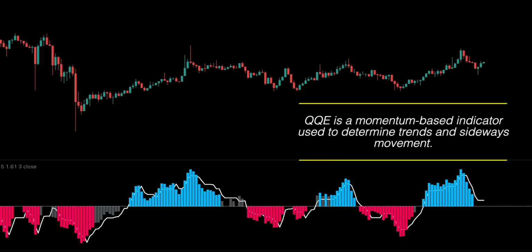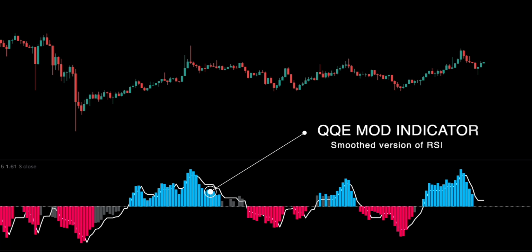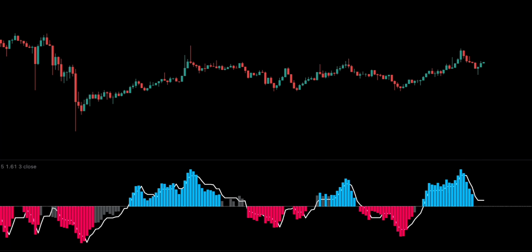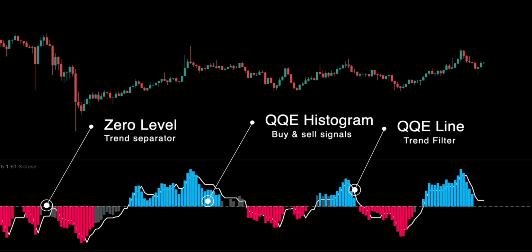QQE is a momentum-based indicator used to determine trends and sideways movement. The qualitative-quantitative estimation indicator works like a smoother version of the popular relative strength index indicator. The indicator consists of the white line, the gray, blue, and red histograms, and the zero level.